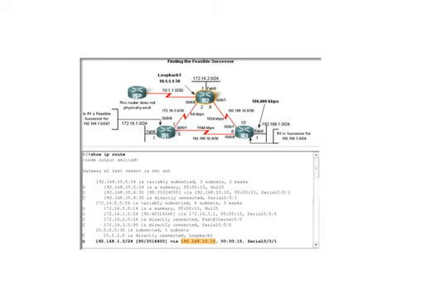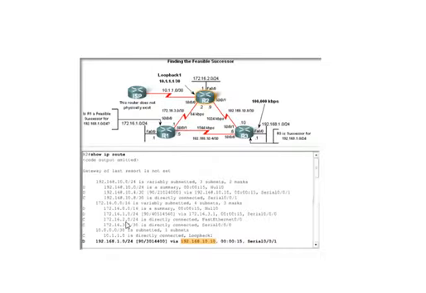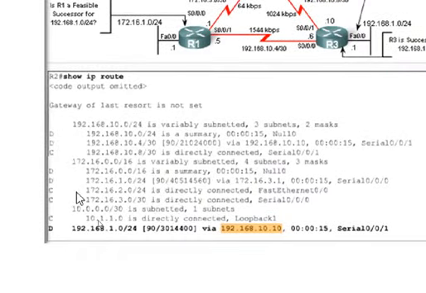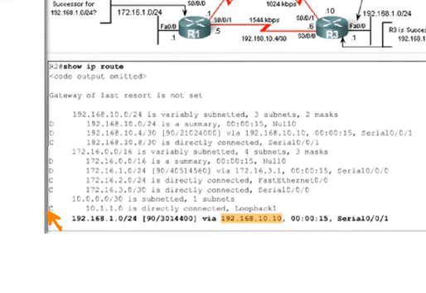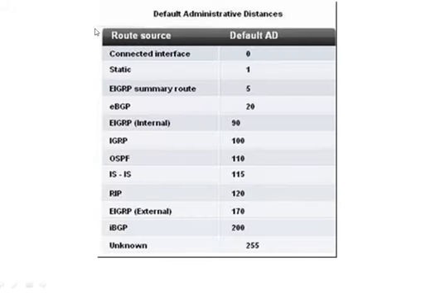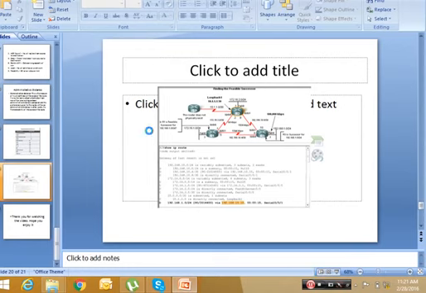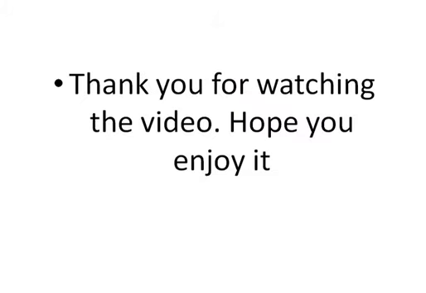Like you can see here, when we configure this one, D stands for EIGRP. Look here, 90 means we have configured EIGRP here. In a similar way, you can say the EIGRP internal network is 90. So in this way, these are the different parameters that every protocol uses to choose the best path.